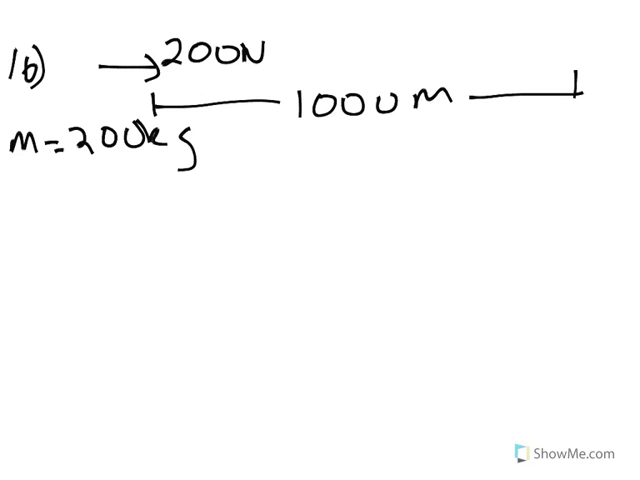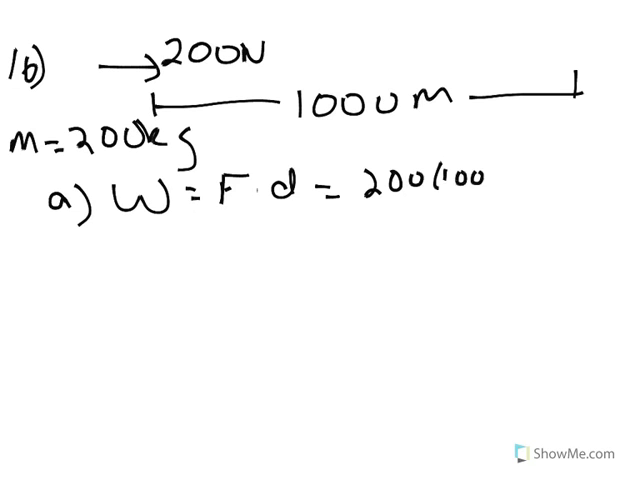Okay, next one, 16. How much work was done by the wind? Well, the wind applied a 200 Newton force for 1,000 meters, so work is equal to force times distance. That would be equal to 200 times 1,000, which would be 200,000. 200,000 joules of work.